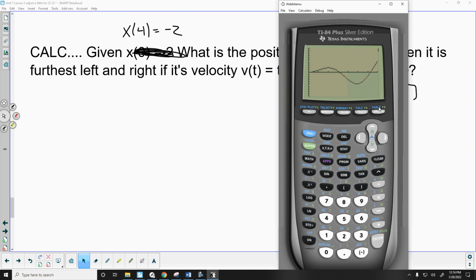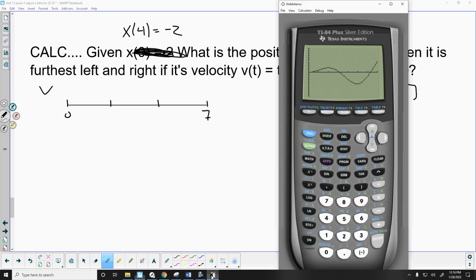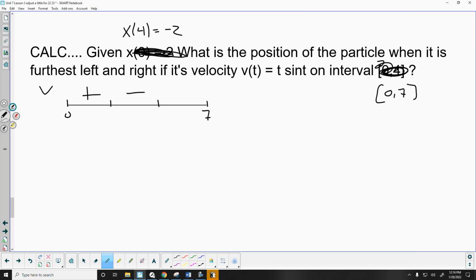Great, thanks, Mr. Messer. We got 2 changes of my velocity, which means I have a total of 1, 2, 3, 4 candidates. I got my start, my end, and then these 2 zeros here and here. I see my velocities positive, then negative, then positive. Zeros of my velocity are zeros of the derivative of position. It's how I'm going to tell when my position's at a max or at a min, or when I'm furthest right, furthest left.